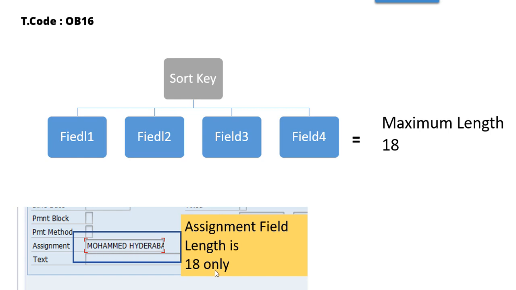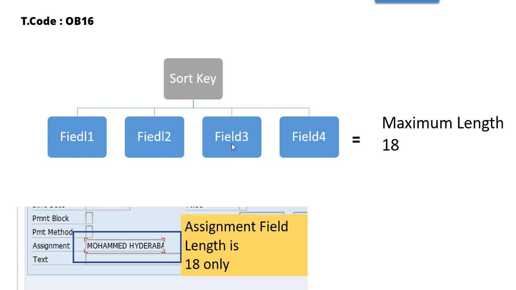Now coming to the length restrictions, why not 20 or 25? The ultimate destination of the sort key is updating the assignment field. That is the first one. Second, it will sort the data based on your sort key in line item reports. To do that, the system should update the assignment first. If you check the length of the assignment field, its maximum length is restricted to 18 only. That is the reason SAP did the same at the time of configuration at sort key level also. The ultimate destination of the sort key is the assignment field only, so we can have a maximum length of 18 only.